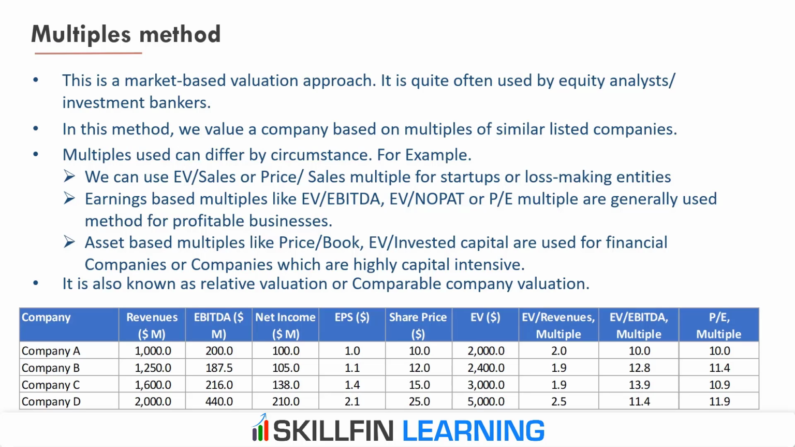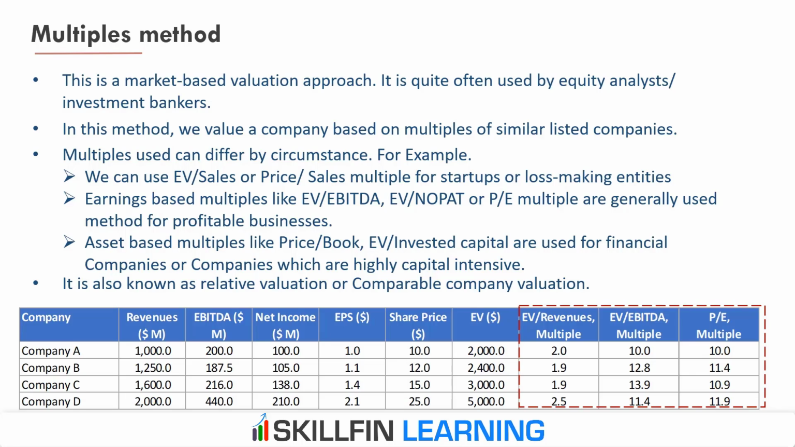Here is an example. We have 4 companies and some information on revenues, EBITDA, net income, and EPS, and the current share price and enterprise value of the companies. We can calculate the multiples of these companies based on these data points. So here we have the EV to revenue multiple which ranges between 1.9 to 2x, the EV to EBITDA multiple which again ranges from 10 to 14x, and PE multiple which ranges from 10 to 12x.